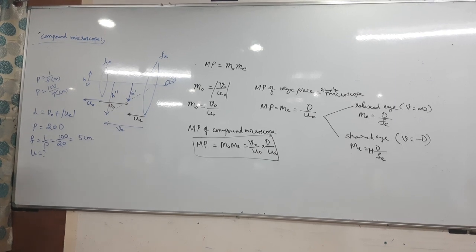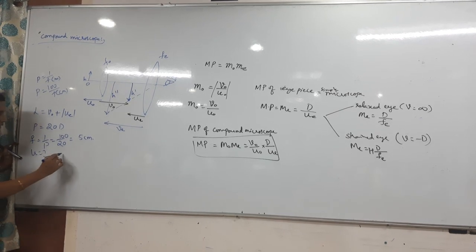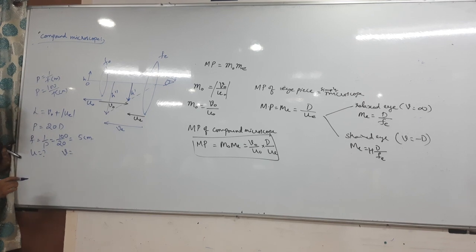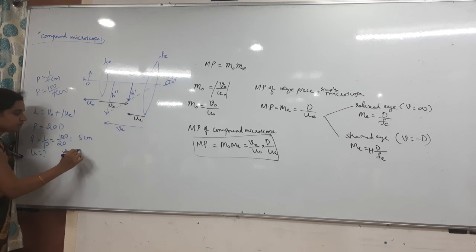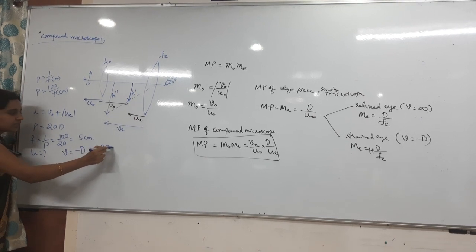When will the maximum angular magnification come? Magnifying power will be maximum when? In the case of strained eye, what is the formula you will get? MP is equal to 1 plus D by F. So that is the maximum value, nothing but the eye should be strained. Whenever the eye is strained, then image distance is equal to what? V is equal to, simply you will use minus D. That is how much here? Minus 25 centimeters. That's it.